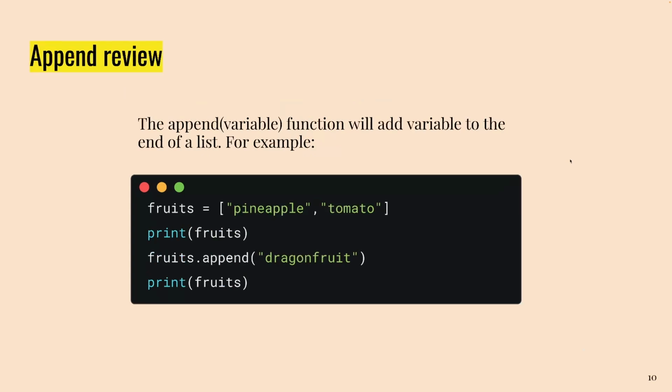Now let's review how to add elements to our list. In this case, we want to add the word dragon fruit to our list of fruits. Right now, we currently have pineapple and tomato inside of our list. However, once we append dragon fruit, our new list will become pineapple, tomato, and dragon fruit.